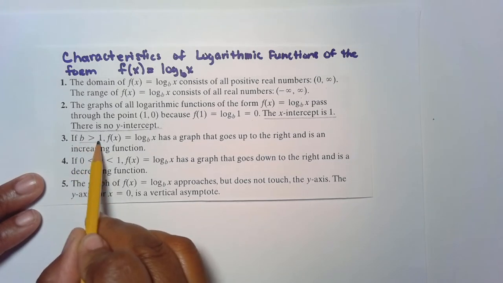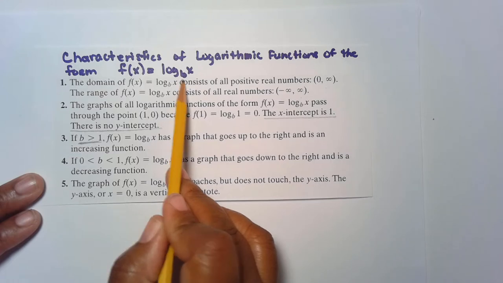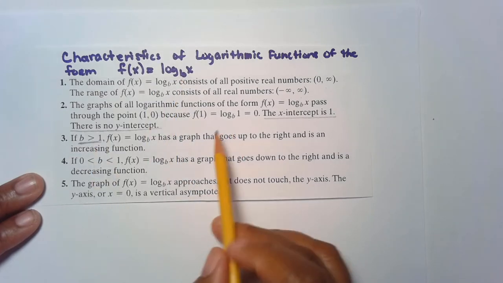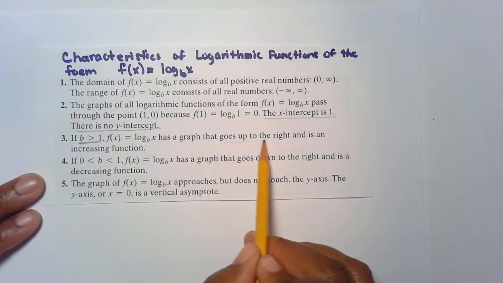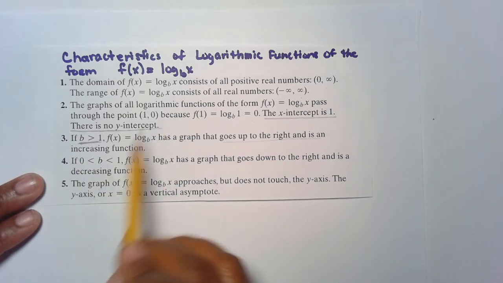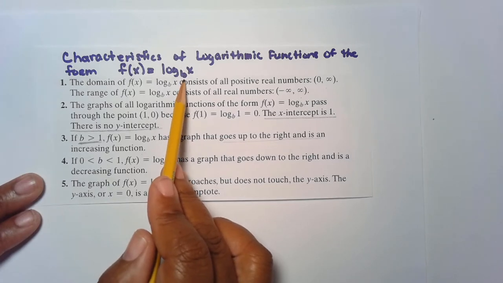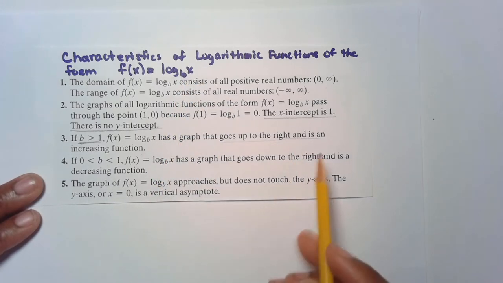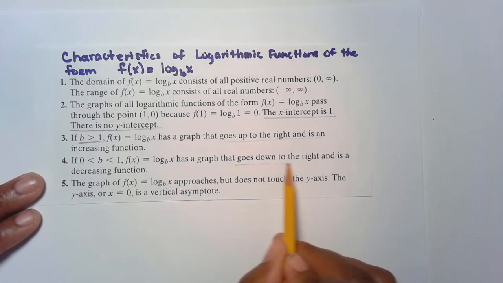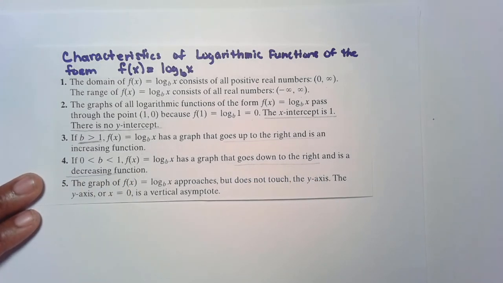If your b, meaning the base of the logarithmic function, is greater than 1, then you have a graph that goes up to the right and is an increasing function. If your base is between 0 and 1, let's say 1/2 or 3/4, then you have a graph that goes down to the right and is a decreasing function.